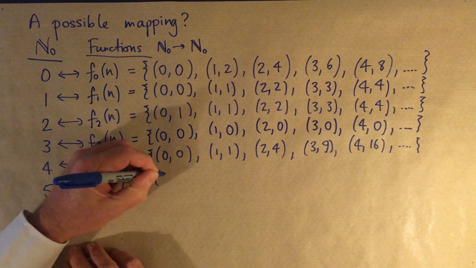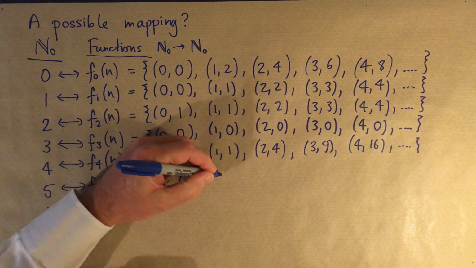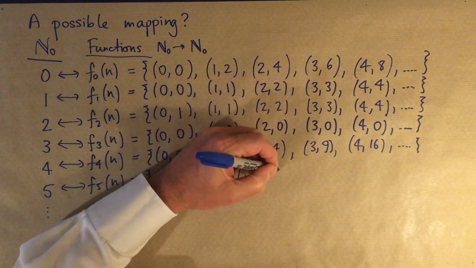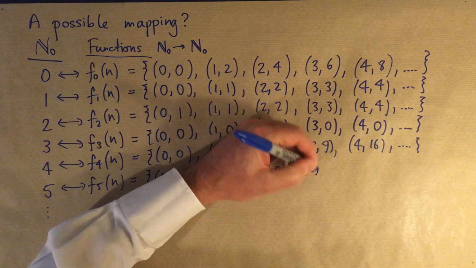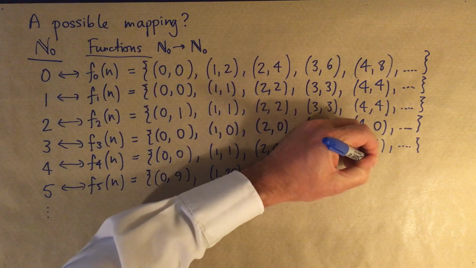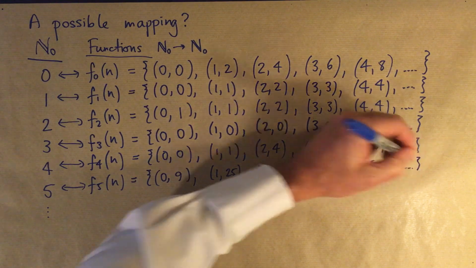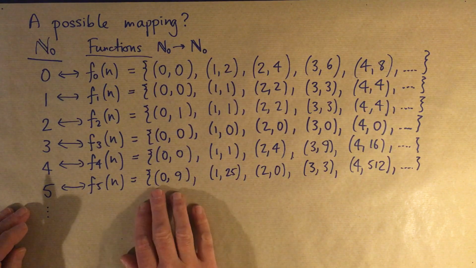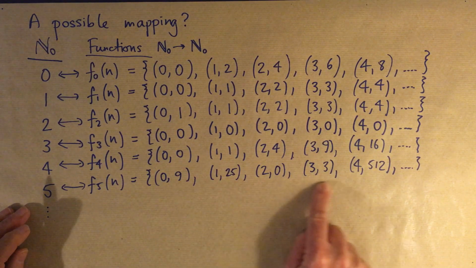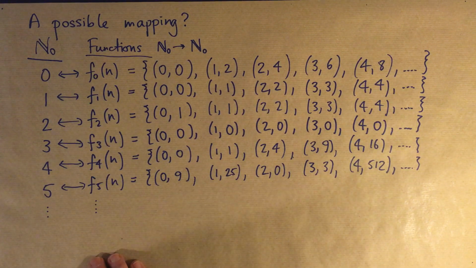So let's say that 0 maps onto 9. 1 maps onto 25. 2 maps onto 0. 3 maps onto 3. And 4 maps onto 512, for example. So this is an example of a function where it doesn't look desperately computable. So it looks like, oh, how am I going to calculate these values? This is to give you the idea that there might be such things.